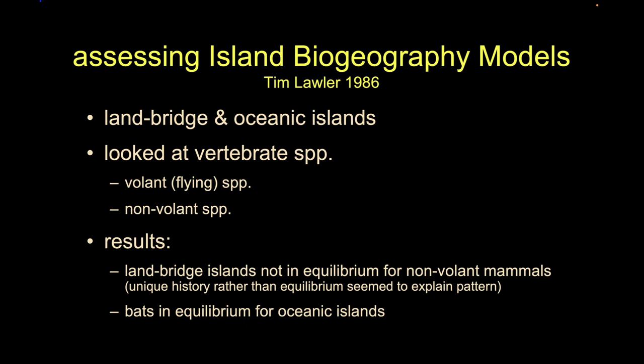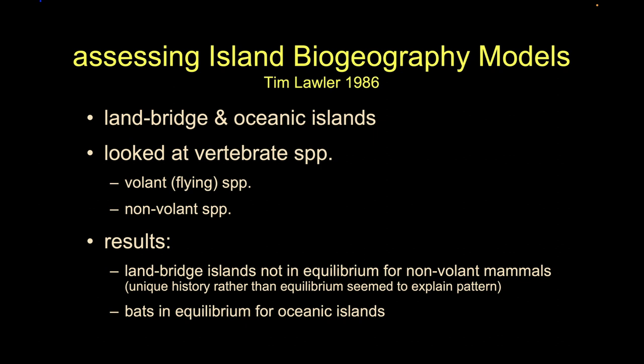And so he looked at volant, meaning flying vertebrates, so birds and bats, and non-volant, and these are all terrestrial organisms, so critters that walk: a coyote, a cat, a dog, that squirrel, that kind of stuff. And he found that land bridge islands, like our Channel Islands, were not at equilibrium for the walking and crawling critters.